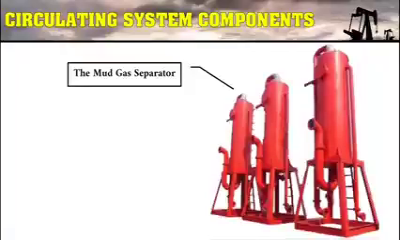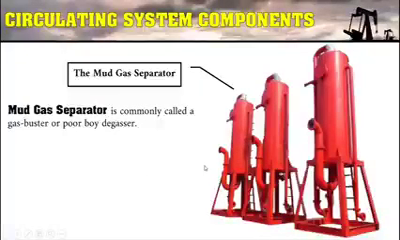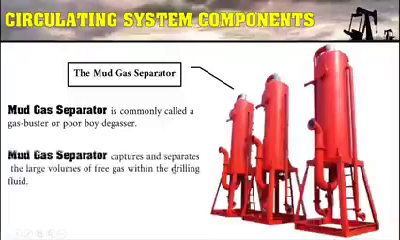Another component of the circulation system is the mud gas separator. The mud gas separator is commonly called the gas buster or bore boy degasser. The mud gas separator is used to capture and separate the large volume of free gas within the drilling fluid.